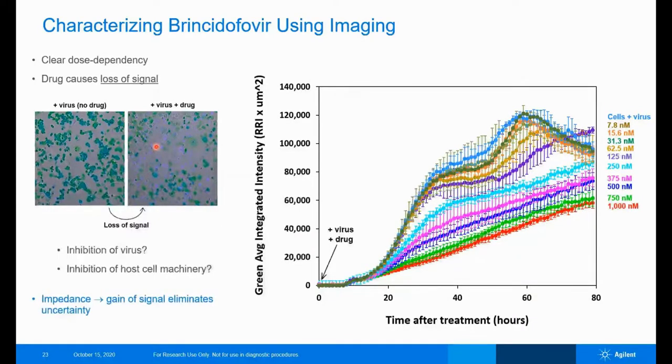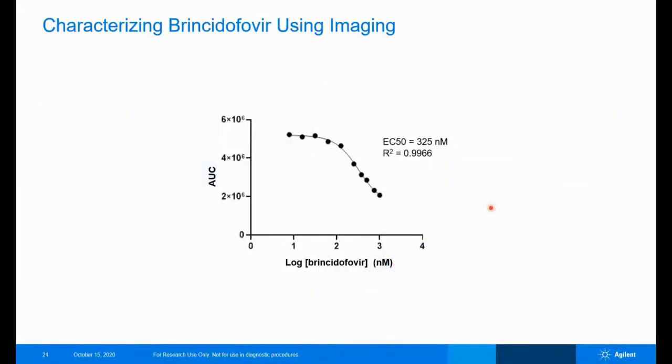So importantly, because the impedance output is a gain of signal, it helps eliminate the ambiguity associated with this loss of signal. That's one of the benefits of having this sort of dual readout. In terms of data analysis, we can again look at this using area under the curve. Here we see the inverse curve shape.